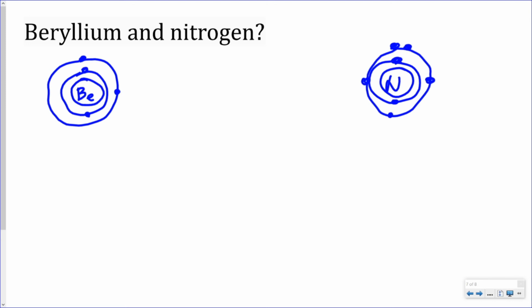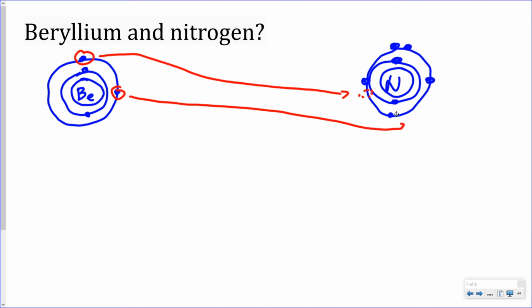All right. What's got to happen here? Beryllium, to become stable, wants to lose 2. Nitrogen, to become stable, wants to gain 3. So let's start exchanging electrons here. So there we go. Beryllium gave 1 away. Beryllium's going to give a second one away. So beryllium is now stable.